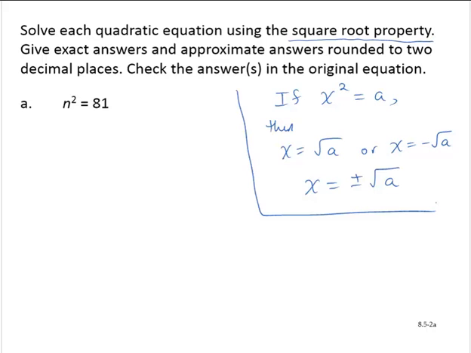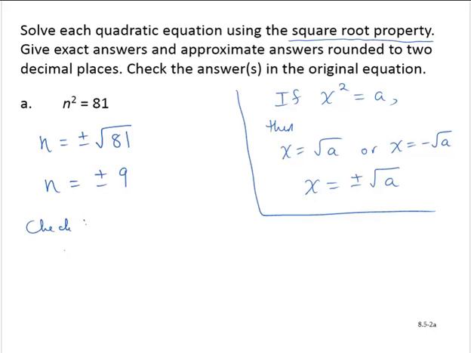We have n squared is equal to 81. So it's just an n rather than an x, but we have the same basic concept. If n squared is equal to 81, then n is equal to positive or negative square root of 81. Now this can be simplified, and we can say that n is equal to positive or negative 9. Let's check our work.